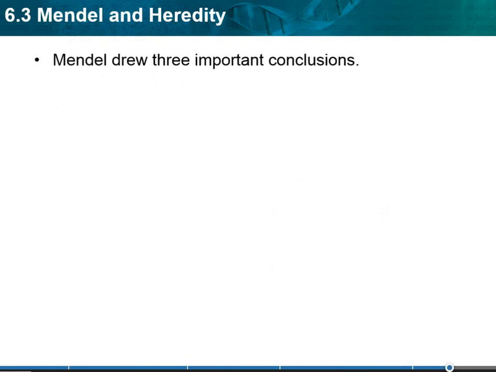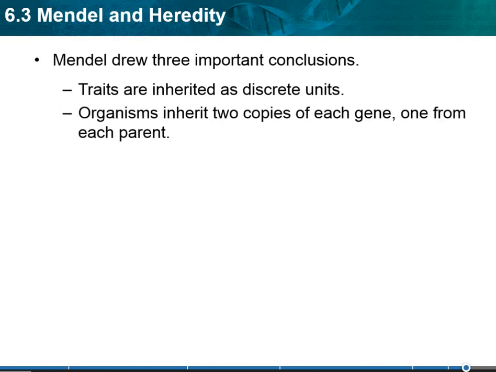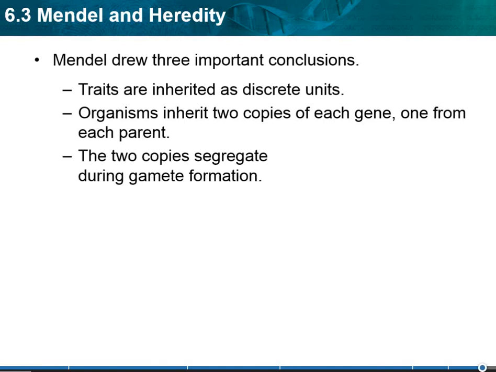Mendel drew 3 important conclusions from his work: that traits are inherited as discrete units, which are called genes. Organisms inherit 2 copies of each gene, one from each parent. Those copies are called alleles, that we'll talk about a little bit later. The 2 copies segregate during gamete formation. So those alleles that I mentioned, the different versions of that gene, are going to separate from each other when a sex cell is made. So they're not going to both get passed on together.